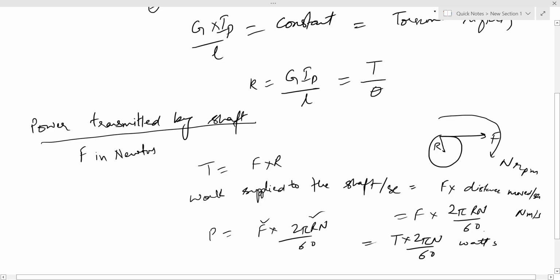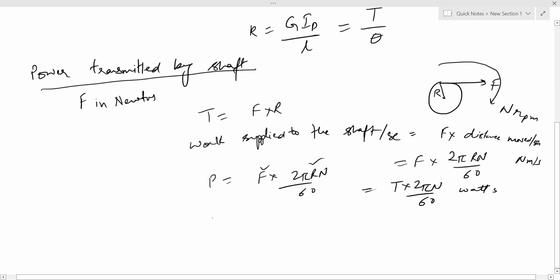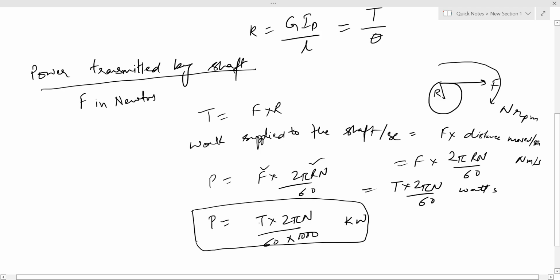And if we want to calculate in kilowatt, the power will be equal to T into 2 pi N upon 60 into 1000, and now the value will be in kilowatt. So this is the procedure to calculate the power transmitted by a shaft. T is the twisting moment, N is the speed with which the shaft is rotating. This is how you can find the value of power transmitted by a shaft.